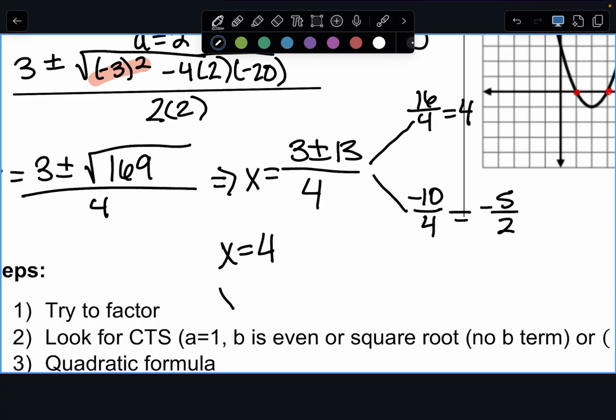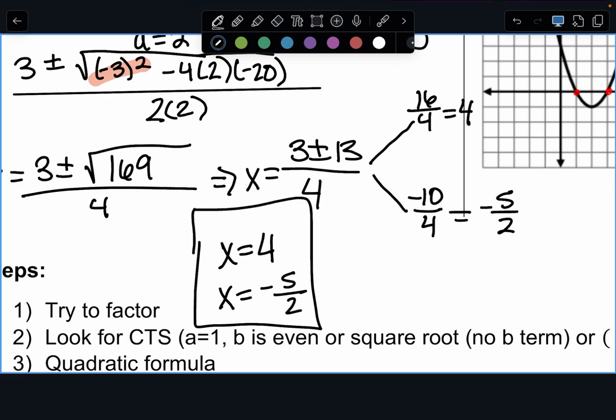Final answer, don't just give me the number. Make sure you put an x equals in front of it. So x equals 4, x equals negative 5 over 2. And that was the last method. But try not to use that unless you absolutely have to.